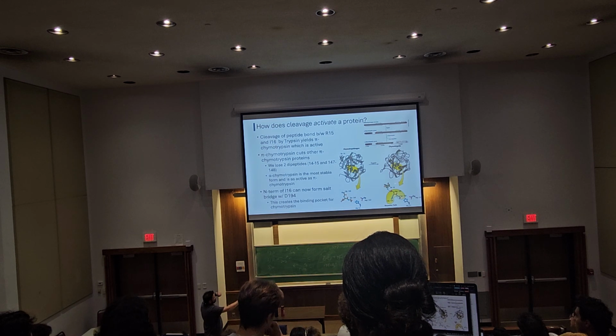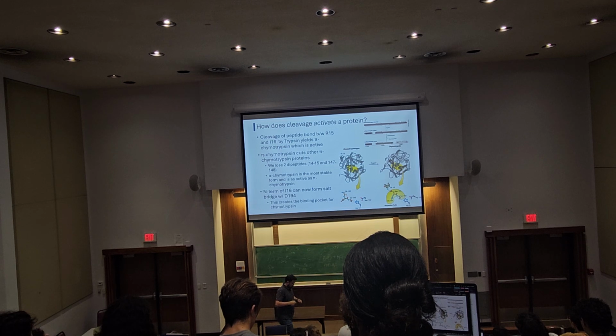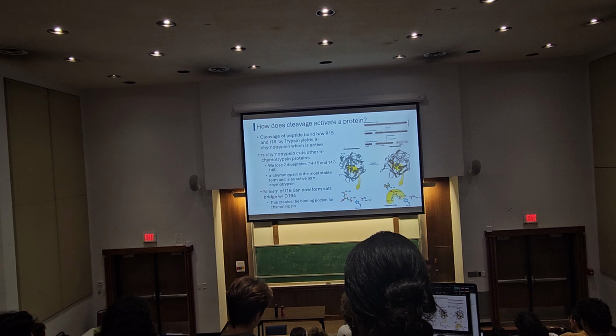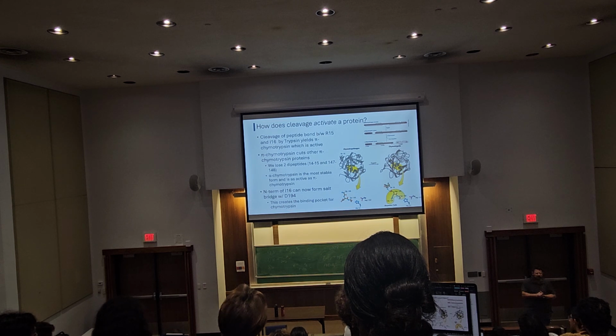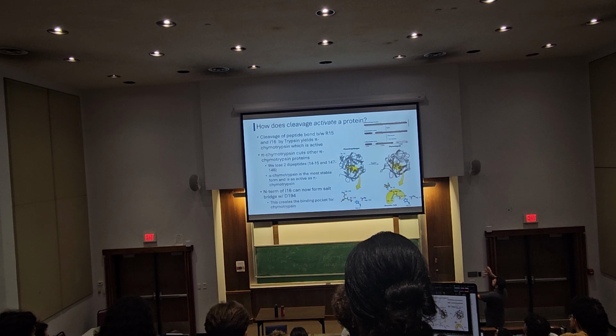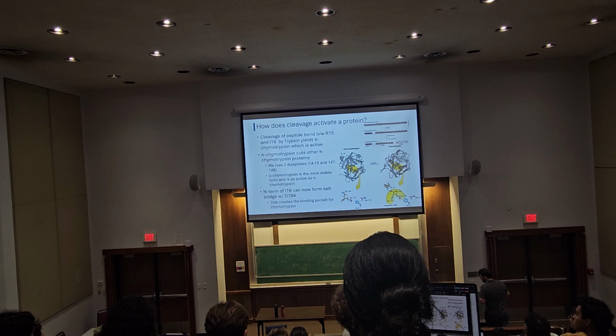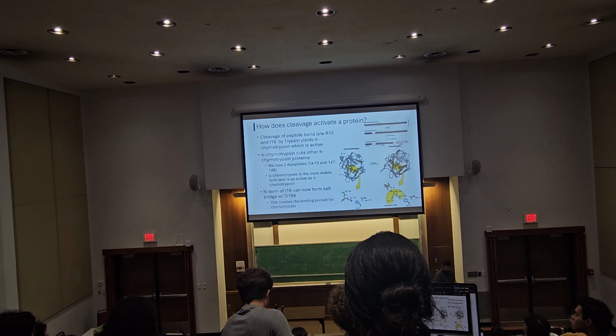After cleavage, the N terminus of isoleucine 16 twists around and forms an ionic interaction with aspartate 194, and this completes the specificity pocket. In other words, it completes the active site of chymotrypsin. So before cleavage, the active site is incompletely formed and it can't recognize the peptide bonds it is supposed to be cleaving. After trypsin cleavage, isoleucine 16 is able to twist around and bind with aspartate 194, and this completes the active site so that it can bind its substrates, right?